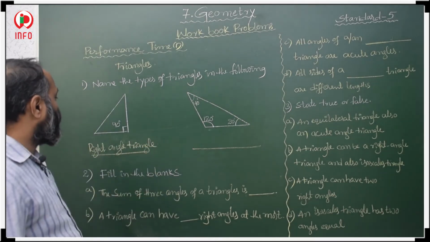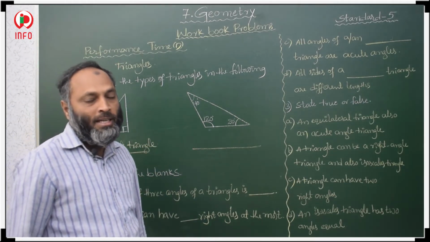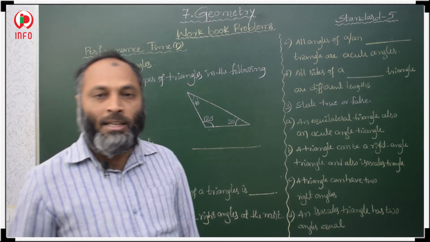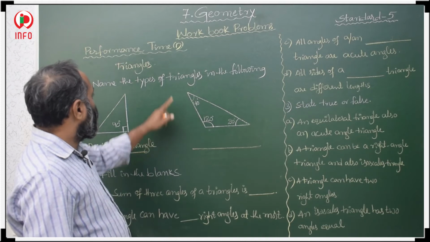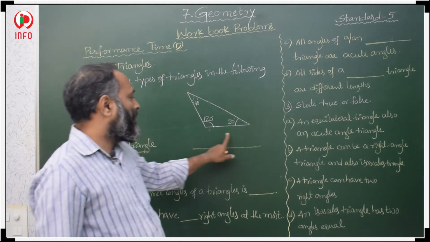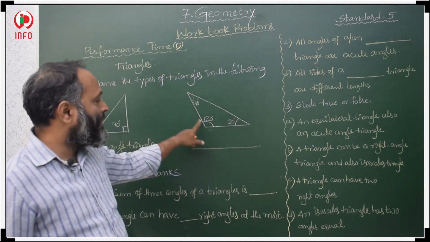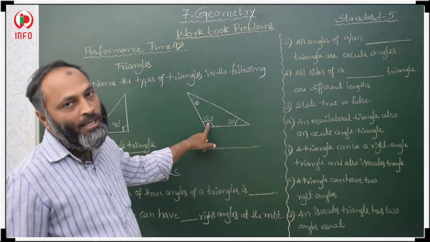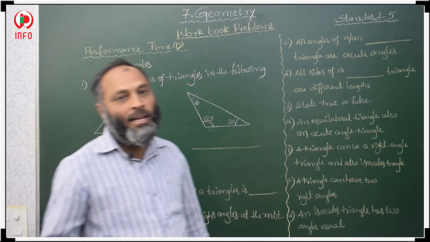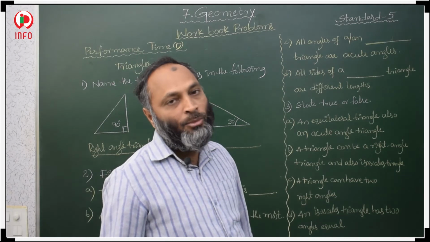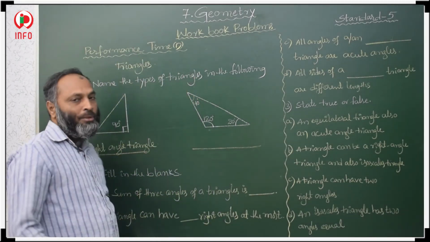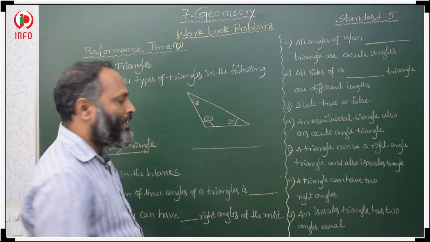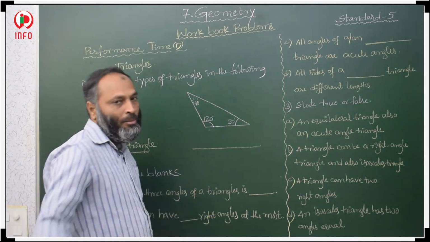It is a right angle triangle. If one of the angles is 90 degrees in a triangle, then that is a right angle triangle. The next one, in the second figure, it is given. Here one of the angles is 90 degrees. If one of the angles is more than 90 degrees, then that is an obtuse triangle. That is an obtuse angle triangle or obtuse triangle.